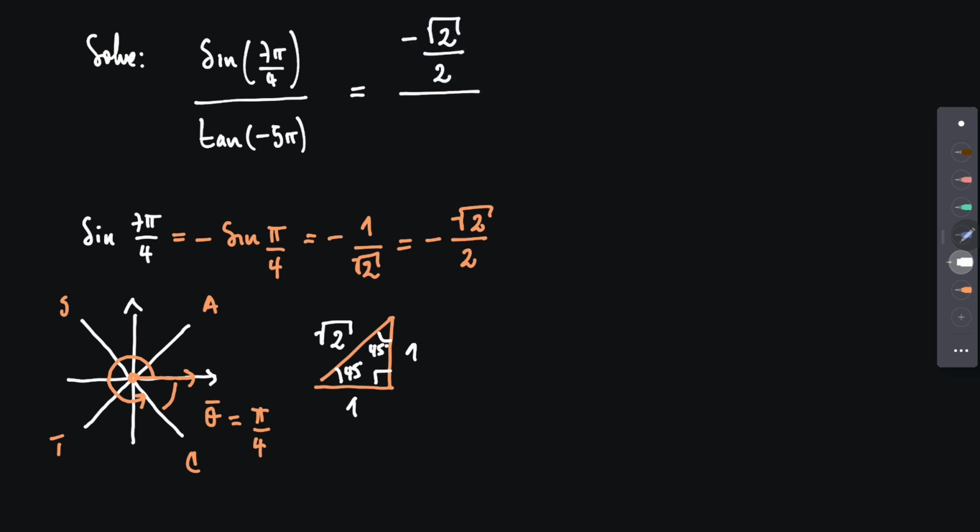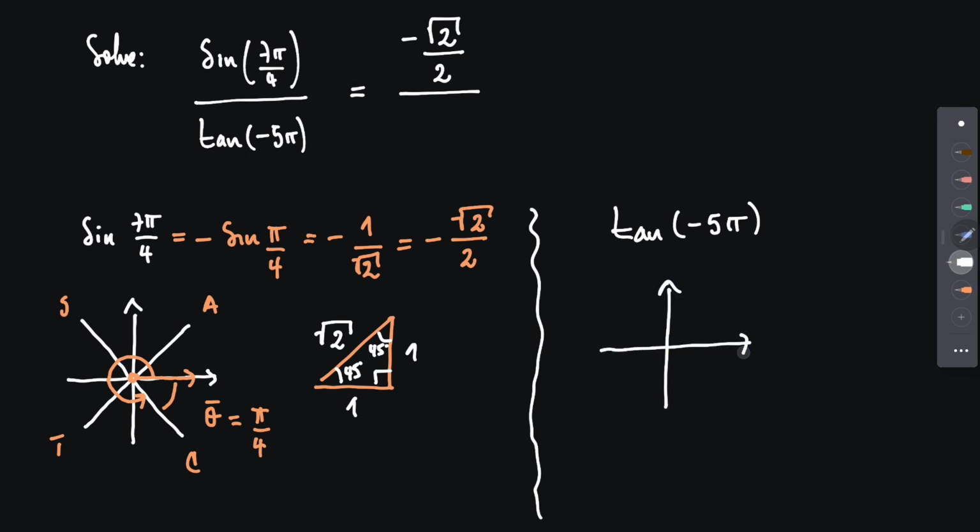And we're going to divide it by tangent of negative 5 pi. So let's do it right here. So tangent of negative 5 pi. Okay, so remember, we draw the coordinate plane. And in this case, we're taking pi's. And we know that every half of this circumference, this coordinate plane is going to be pi. This is pi, this is another pi, right? And so we're going to start taking pi's.